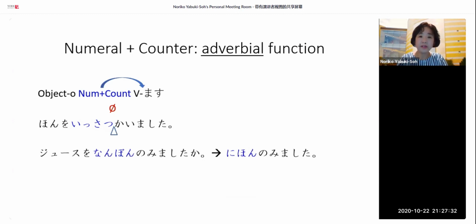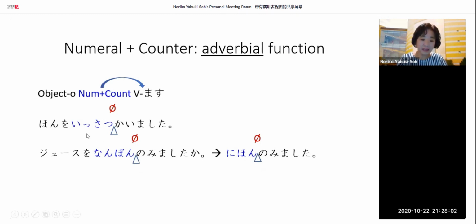So, ジュースを何本飲みましたか? How many bottles of juice did you drink? Same thing. Answer, 2本飲みました. So I had juice. In what form? In the form of how many? In the form of 2. That's what you're saying. So in between the number and the verb, there is no particle, please.